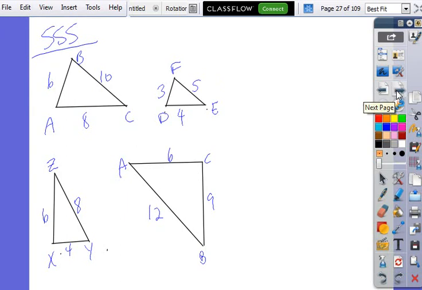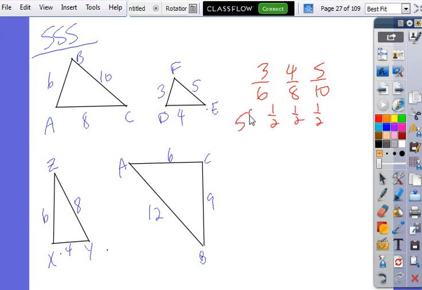All right, on side, side, side, you're checking, do the fractions match up? How do I check the fractions? Does anybody remember? Small, small, middle, middle, big, big. Go from the second one back to the first one. If you go from the second back to the first, and they all work out to be the same, there's your scale factor.